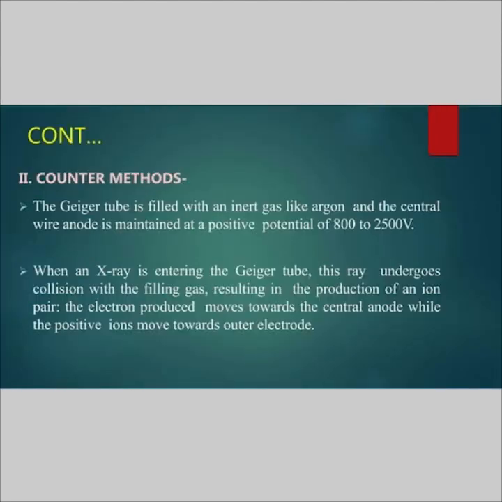The second one is the counter method. The Geiger tube is filled with an inert gas like argon, and the central wire anode is maintained at a positive potential of 800 to 2500 volts. When an X-ray enters the Geiger tube, this ray undergoes collision with the filling gas, resulting in the production of an ion pair. The electron produced moves towards the central anode, while the positive ions move towards the outer cathode.